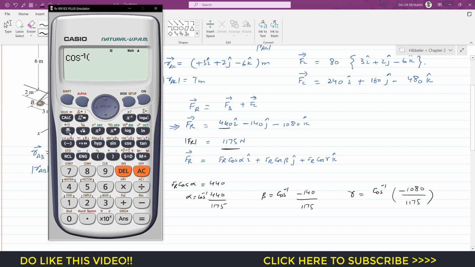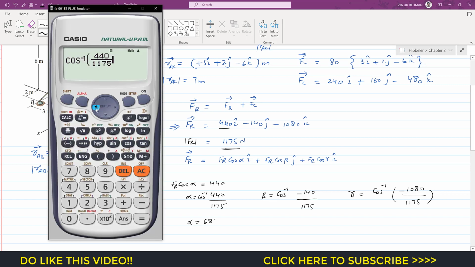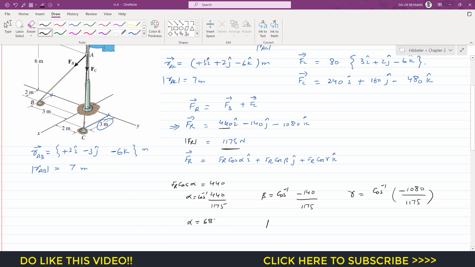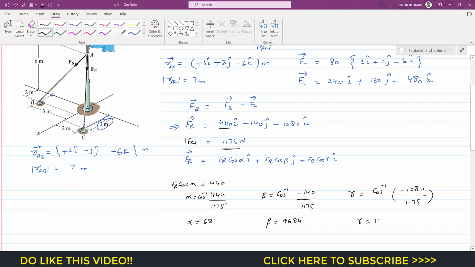So cos inverse of 440 divided by 1175, so this is alpha, which is 68 degrees. Then this is minus 140, 96.84, beta is that, and similarly gamma will be cos inverse of minus 1080. So this gives me 156.80. So gamma is 156.80 degrees.